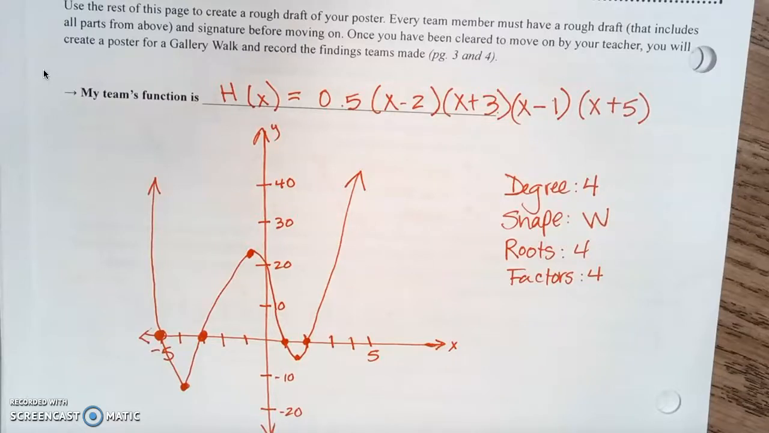Okay, mine has very much a shape of the capital letter W. Okay, but yours might not have a shape. Okay, there are also 1, 2, 3, 4 roots, and there are also 1, 2, 3, 4 factors. Okay, that's pretty much what you're going to do for your equation.